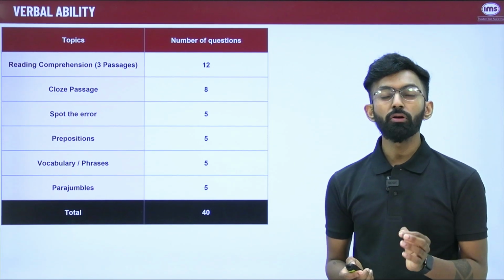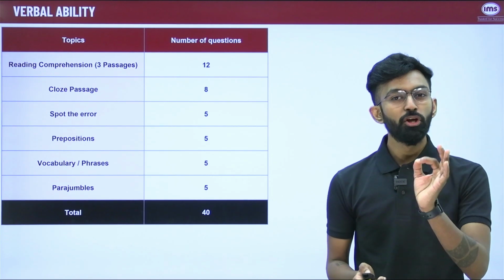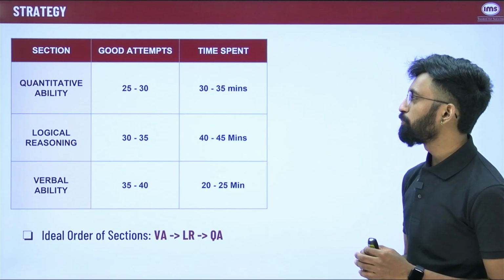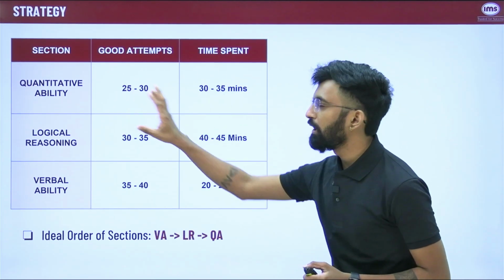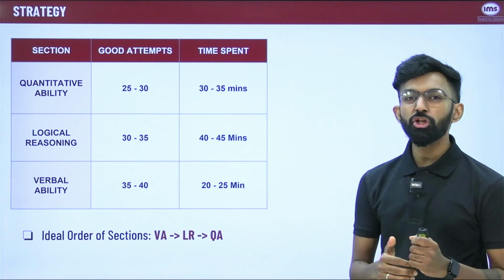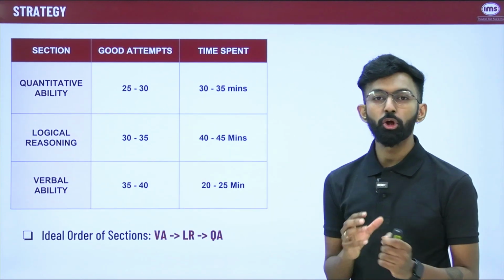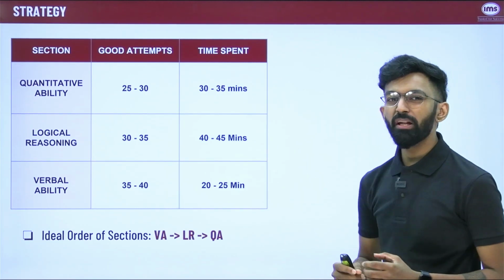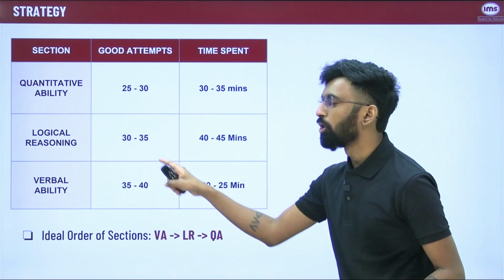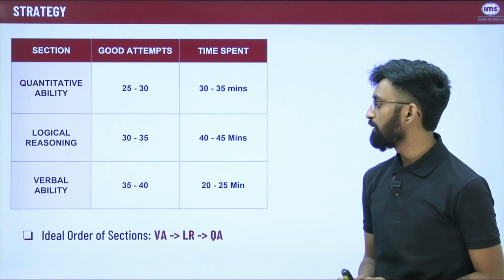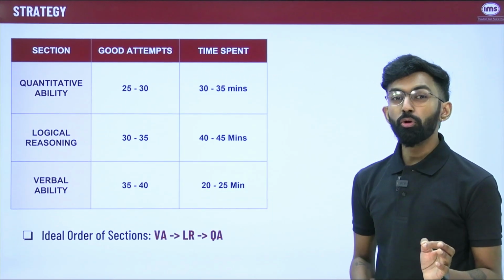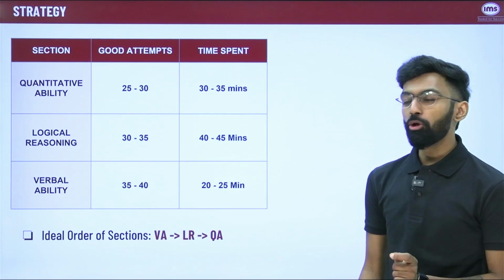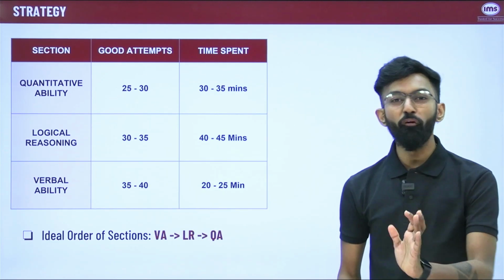Now let us look at the ideal strategy to ace this set. In this particular test, you need to spend 30 to 35 minutes in quants, where you make sure that you can make 25 to 30 good attempts. In logical reasoning, you need to spend 40 to 45 minutes and make sure that you have at least 30 to 35 good attempts. In verbal ability, you cannot spend more than 25 minutes, and in that time frame, you need to make sure that you have 35 to 40 good attempts.